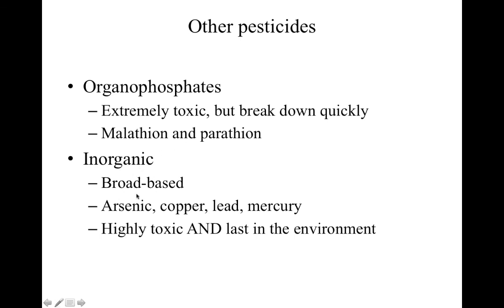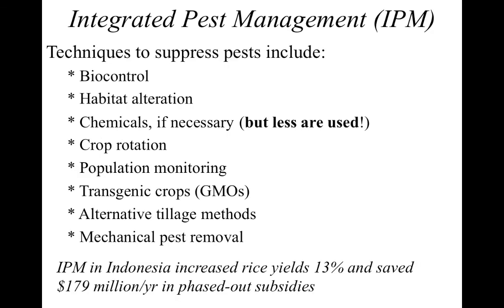Inorganic pesticides are what they call broad-based. Broad-based means it's going to kill a variety of insects, where other insecticides would be more focused, there to kill one or two different species of insects. The inorganic ones are broad-based, which means they'll kill any bug that they come in contact with. They use things like arsenic, copper, lead, and mercury. The thing about these is they can't break down. They're elements, so they will last forever. They are highly toxic, and they persist in the environment. So that's a double whammy.